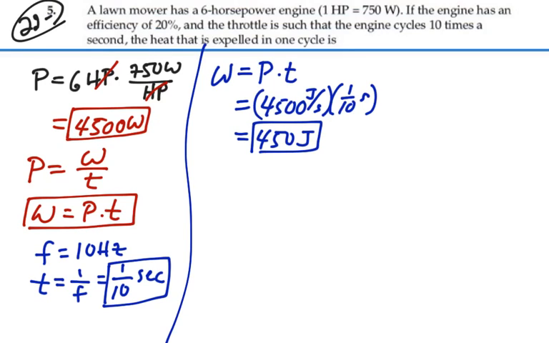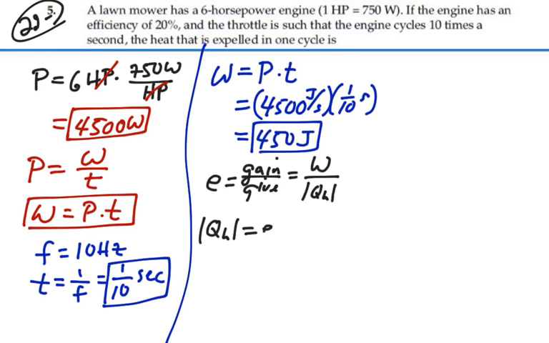Okay. We're also told that the efficiency, which is what we gain over what we give, and for an engine like this, what we gain is the work done, and what we give is the heat exchanged from the hot reservoir. So the heat exchanged from the hot reservoir is going to equal the work divided by the efficiency. So that's going to be 450 joules divided by 20%, or 0.2. And what is that? 2,250 joules.